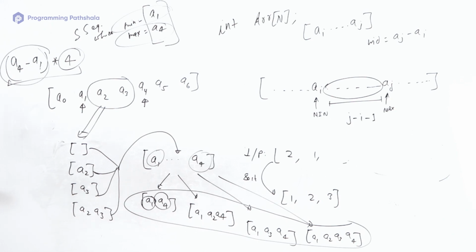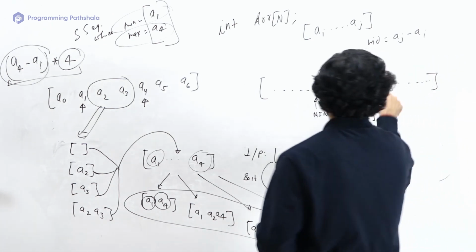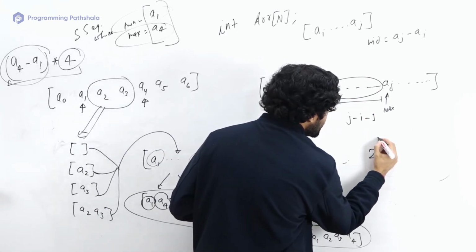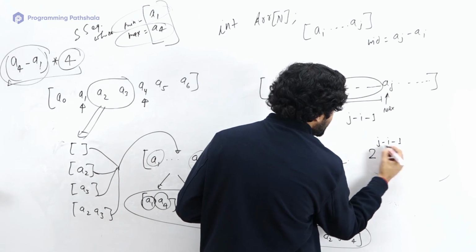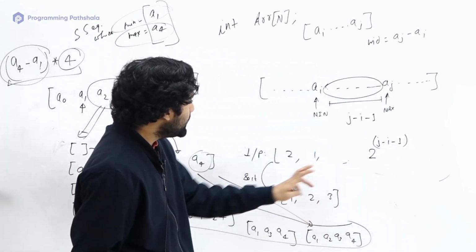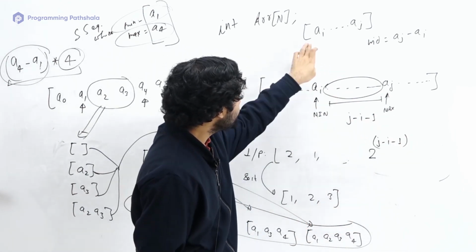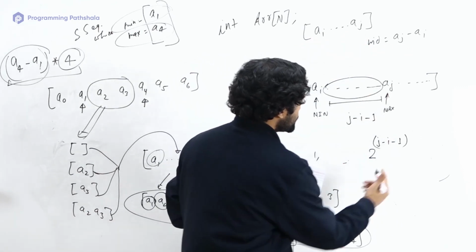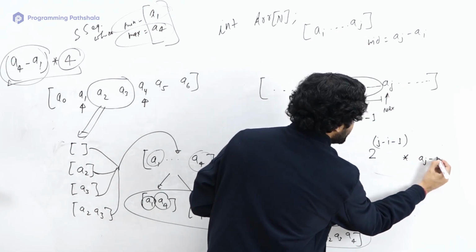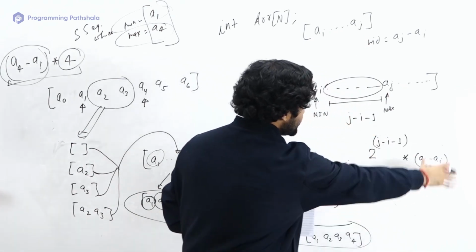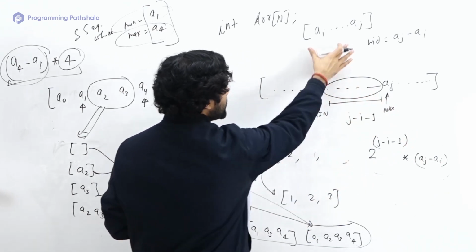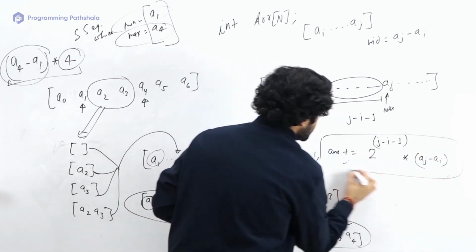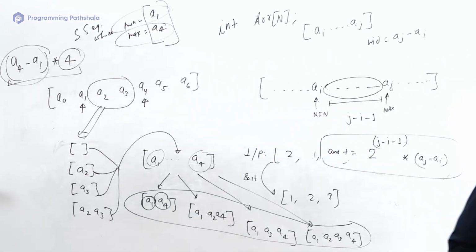So if these many elements are there, then how many different subsequences will be there? The number of different subsequences will be 2 raised to power J minus I minus 1. So you can say that there will be these many subsequences of such a family, and for all such members the width will be equal to this. So if I multiply this value by AJ minus AI, then this is the contribution of everything that belongs to this family, and I can add this to my answer. This is the path that I can take.